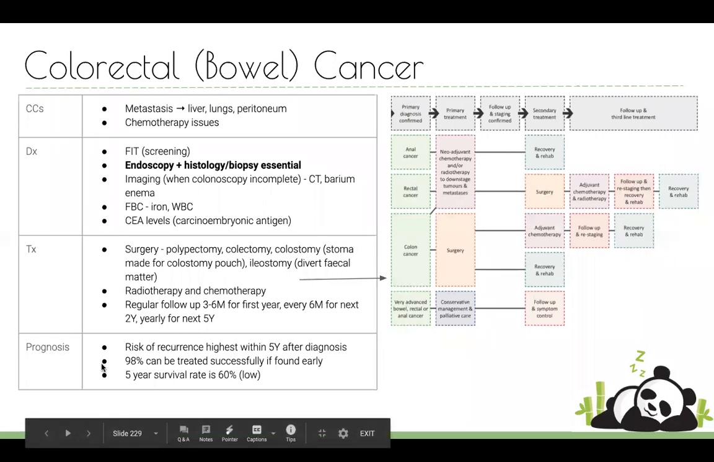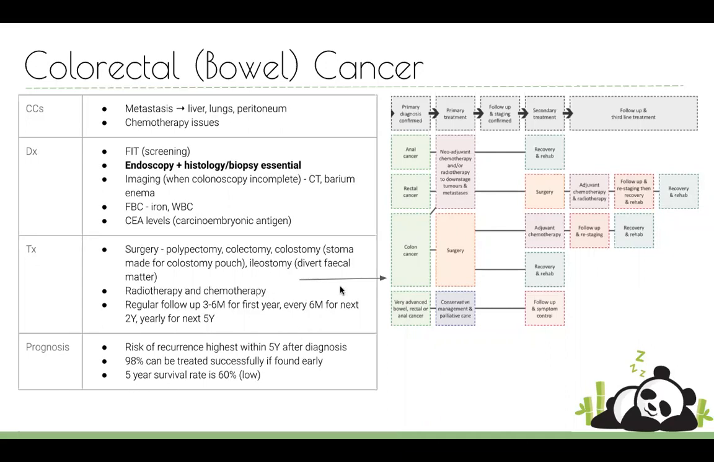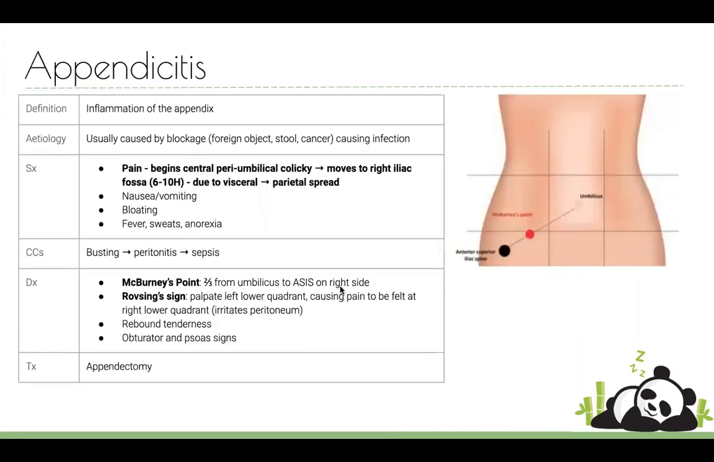So prognosis is pretty good. 98% can be treated successfully if found early, and that's why you have the screening. But the 5-year survival rate is low because so few people find it early.